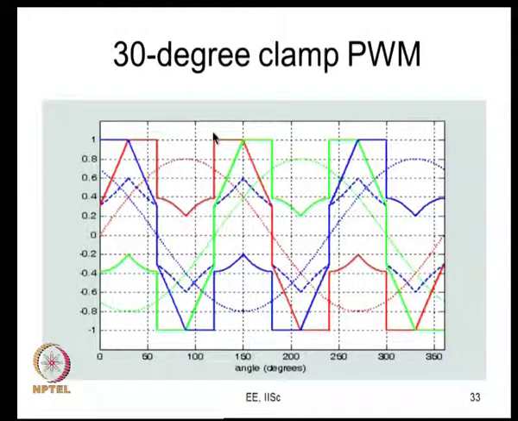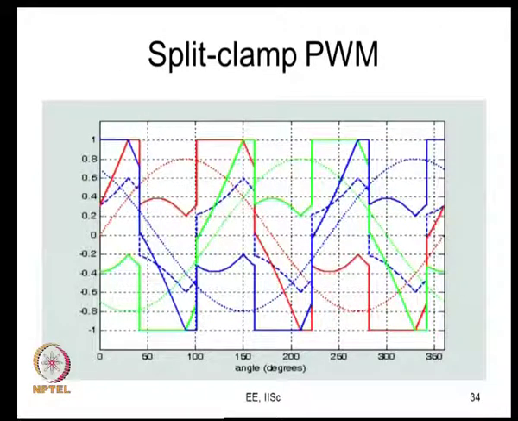So, for 30° clamp PWM also you can evaluate, like you have your E on, E off available from the data sheet, and the switching energy loss is 0 here, otherwise it is there, and the number of switching cycles that it undergoes is known to you, therefore you can arrive at your energy loss. Alright. So, this is another variant of split clamp PWM.